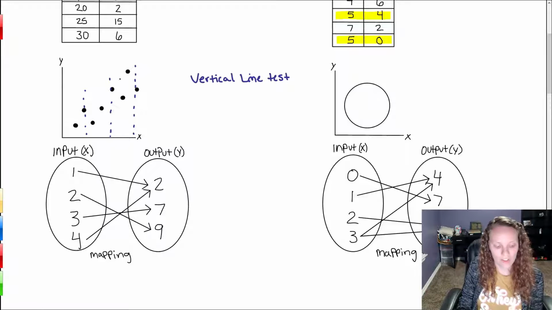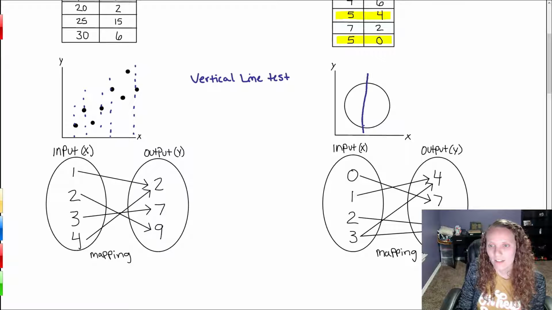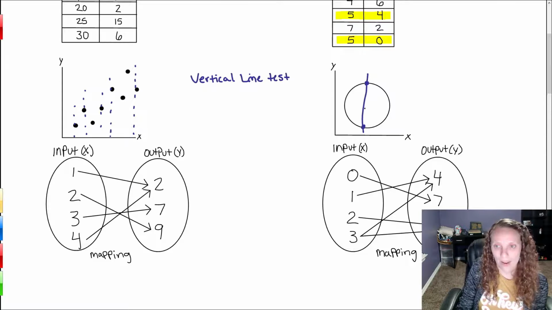So like this one on the left side, no matter where I draw an imaginary line, it's only ever going to hit one of the dots. So this is a function. X does not repeat itself. Now on this graph to the right, if I draw a line, it's going to hit in two spots, here and here. This means that the X values are repeating themselves, and the vertical line test does not pass. So this one is not a function.